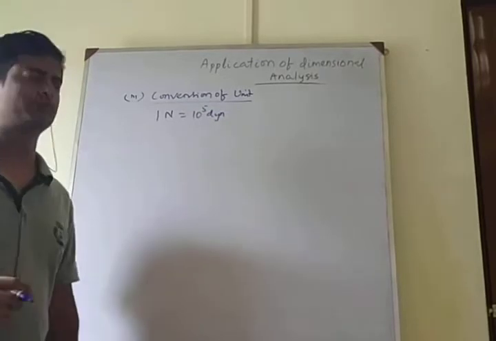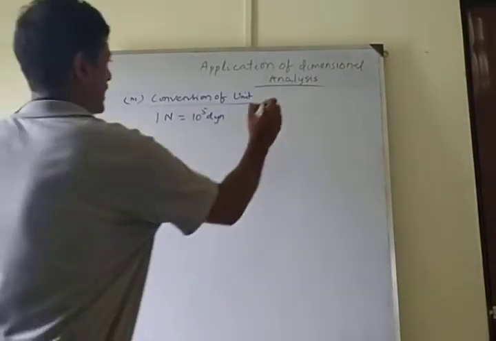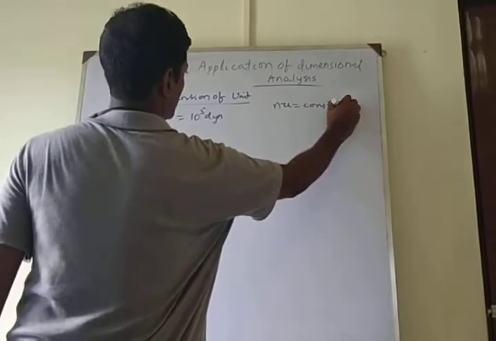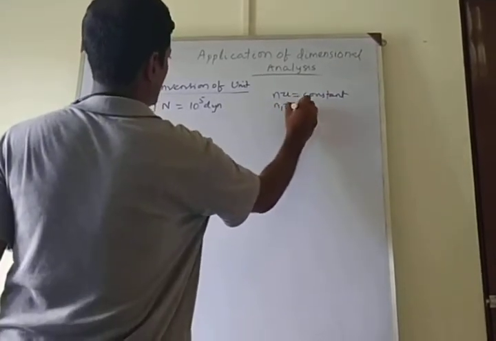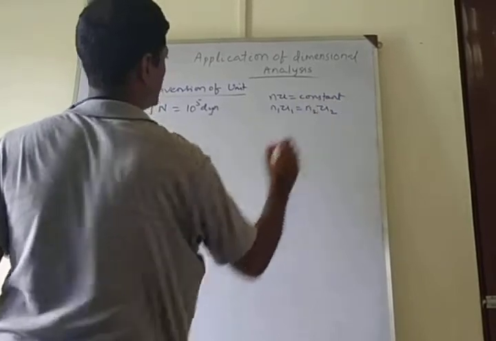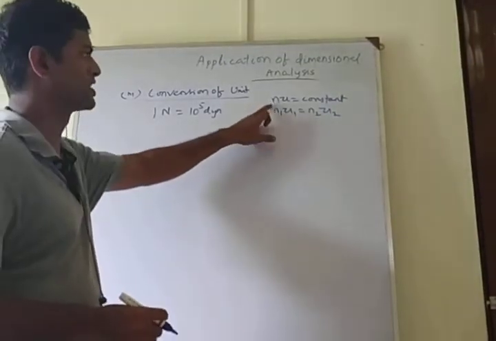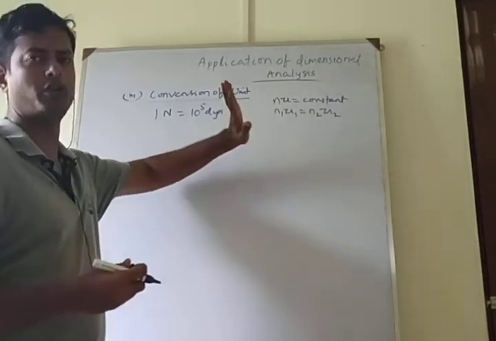Before that, I want to say something, that is nU equal to constant, or else I can write N1 U1 equal to N2 U2. This is called principle of homogeneity. What does it mean? N stands for number, U stands for unit.